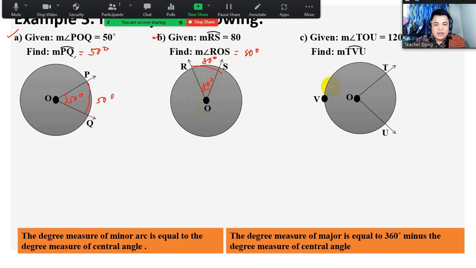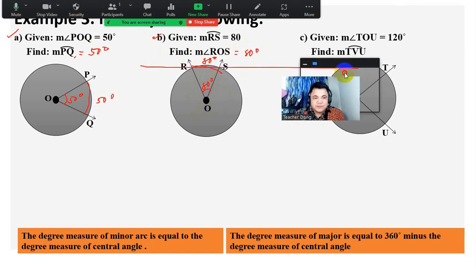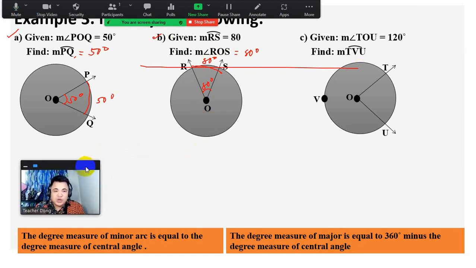Next, given the measurement of angle TOU, which is 120 degrees, so label it TOU is 120 degrees. This is also 120 degrees. Find the measurement of arc TVU. So to solve for it, remember that the degree measure of the circle is 360, and then subtract the given minor arc, which is 120 degrees. So the measurement of arc TVU is 240 degrees.